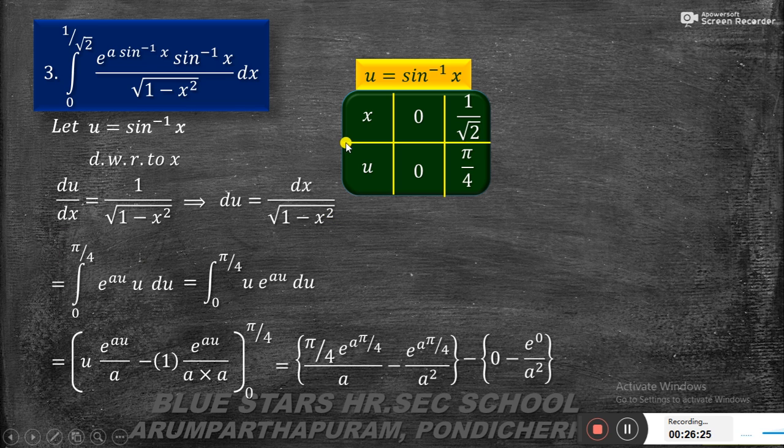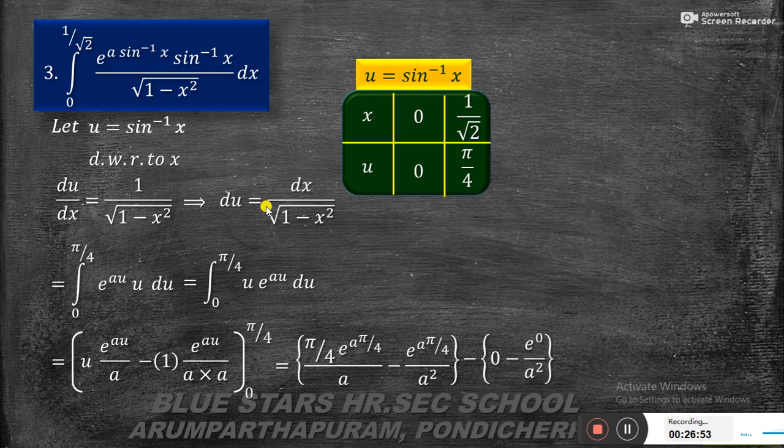In the next step, you write u equal to sin inverse x, so x goes from 0 to 1 by root 2. So x equal to 0 means u equals sin inverse 0, which is 0. Next, x equal to 1 by root 2 is sin 45 degree. So instead of 1 by root 2 I substitute sin 45 degree, and sin inverse sin gives 45 degree, so u equals pi by 4. So u goes from 0 to pi by 4.